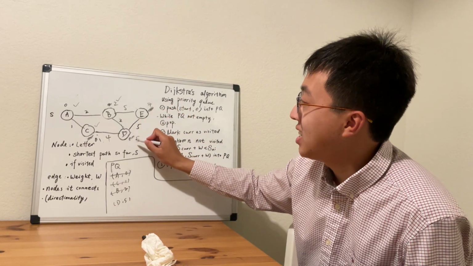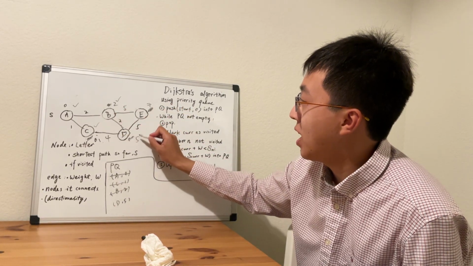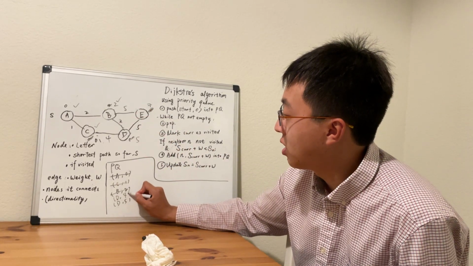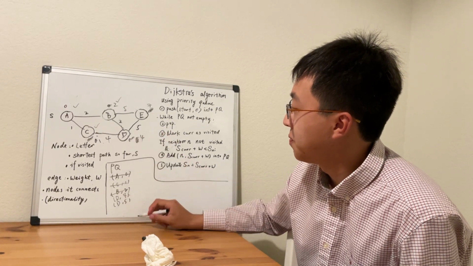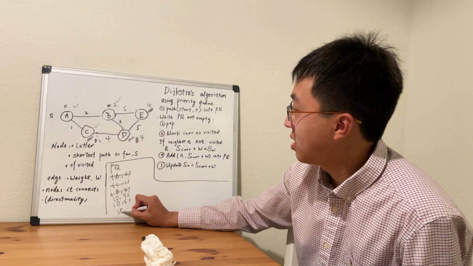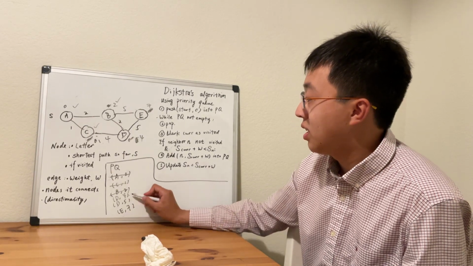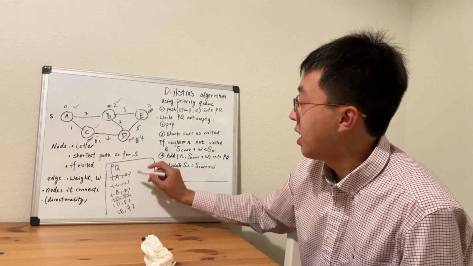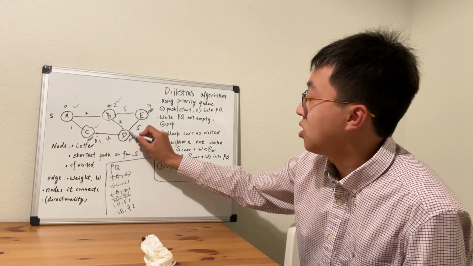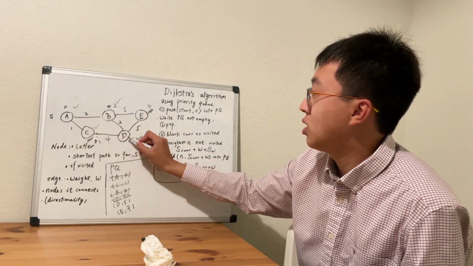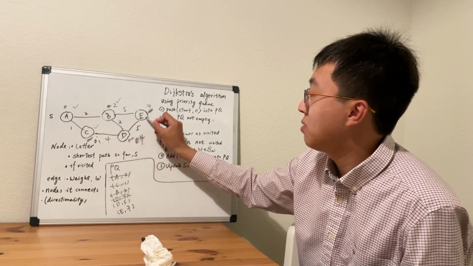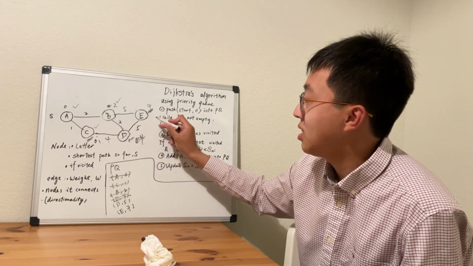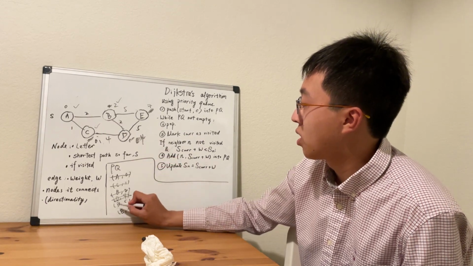And for D, since 2 plus 2 is smaller than 5, we will have to push a D4 and update it to 4, and add an E7 here. Since 4 is smaller than 5, we will pop D4 first. And then since the path to E via D is 4 plus 5 equals 9, which is not smaller than 7, we won't be pushing an E9 into the priority queue.